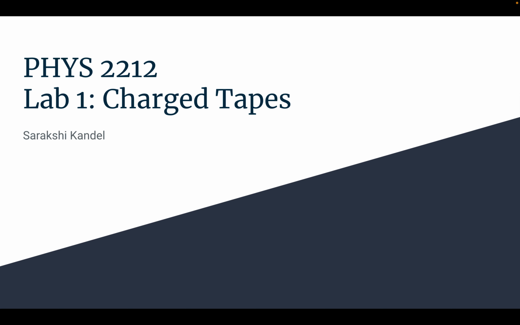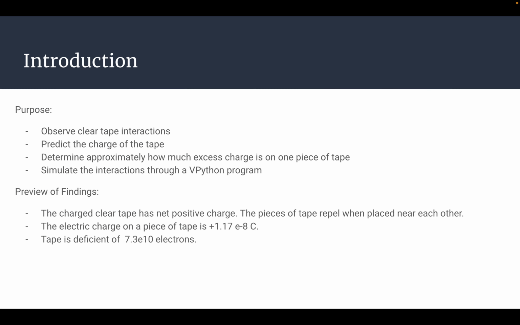This is Lab 1, Charged Tapes in Physics 2212. In this experiment, two pieces of charged tape are prepared and their interactions are observed and analyzed. And two more of our goals are determining how much excess charge is on one piece of tape and to simulate the results through a VPython program.